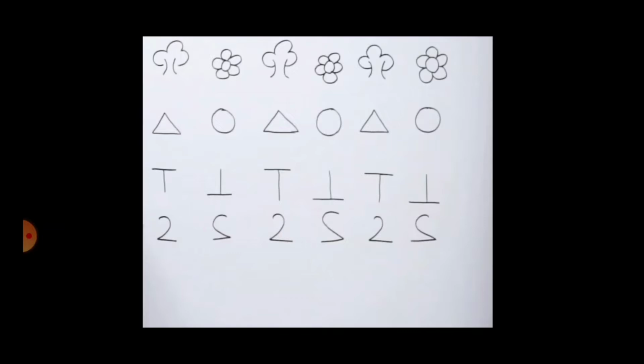The figures are repeated. Then you have shapes: triangle, circle, triangle, circle. So you can form your own pattern using these things in maths. Also you can see that the letter T is again repeated, but when it is repeated it is inverted or upside down. Similarly, number 2 that is used to make a pattern is reversed. So in this form you can make your patterns.